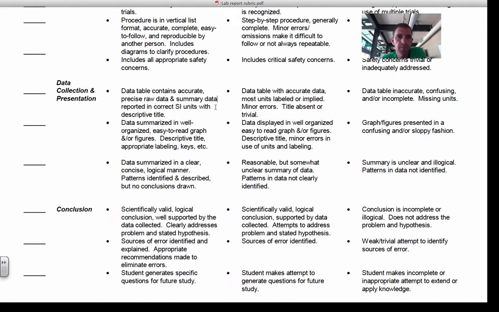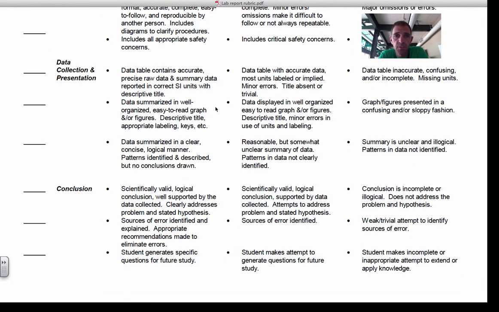Data collection. Data tables contain accurate, precise raw data and summary data. What we mean by raw data is the data that you collected out of the field just as it was. So as you're recording, it'll of course be your isopod counts. The summative or summary data is going to be averages or things like that, things that summarize your data.